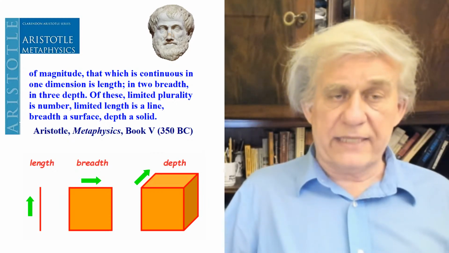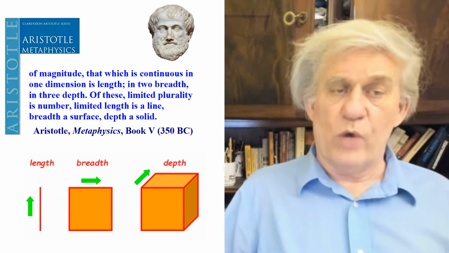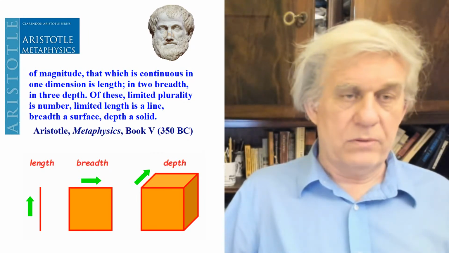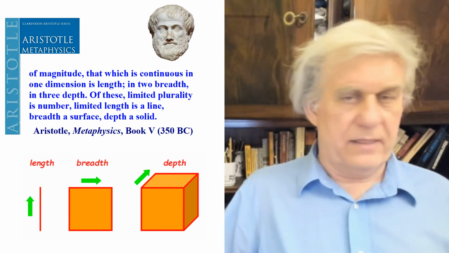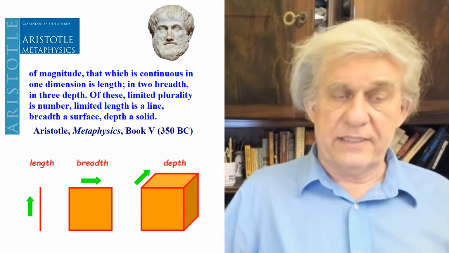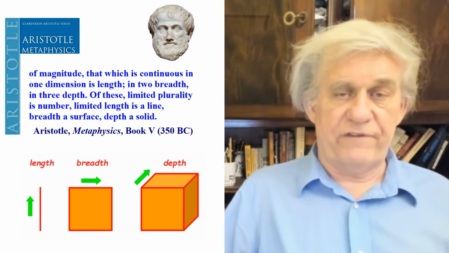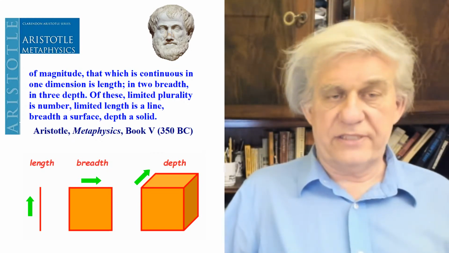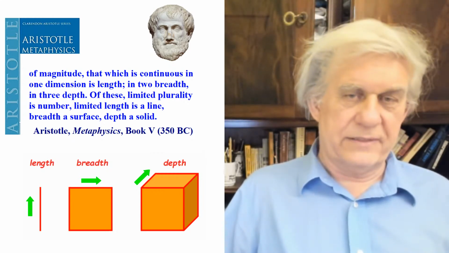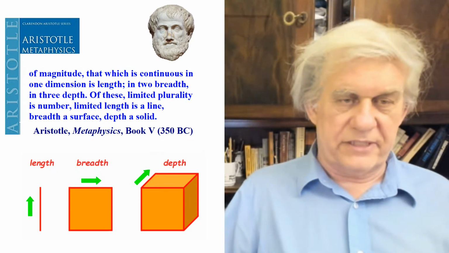He says, of magnitude, that which is continuous in one dimension is length. In two, breadth. No. In three, depth. No. Of these, limited plurality is number. Limited length is a line. Breadth, a surface. No. Depth, a solid. No. No, no, no, no, no, Aristotle. You got it all wrong. You didn't learn basic geometry, and that's why you made all these errors.